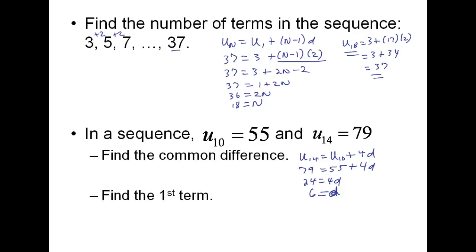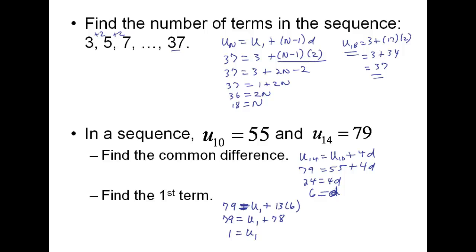What was the first term of the sequence? Well, let's see if we can figure that one out. We know that the 14th term is 79. We don't know the first term, but we do know that for the 14th term, I've got to do n minus 1 times d, which is 13 times 6. So 79 is u sub 1 plus 6 times 13, which is 78. When I subtract 78, 1 is u sub 1. So I know that the first term is 1.